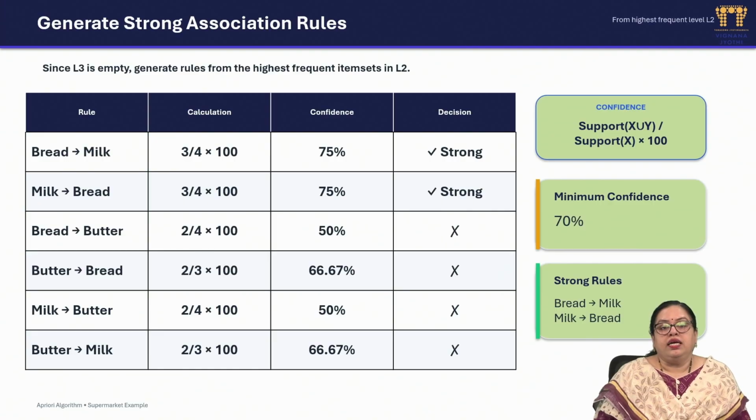So how do we calculate here? That is 3 by 4. 3 is the bread and milk because it is the union of X union Y. So support of X union Y divided by support of X. So here X is bread and Y is milk. So 3 by 4, 3 is the total combination X union Y which is bread and milk, and divided by only bread.